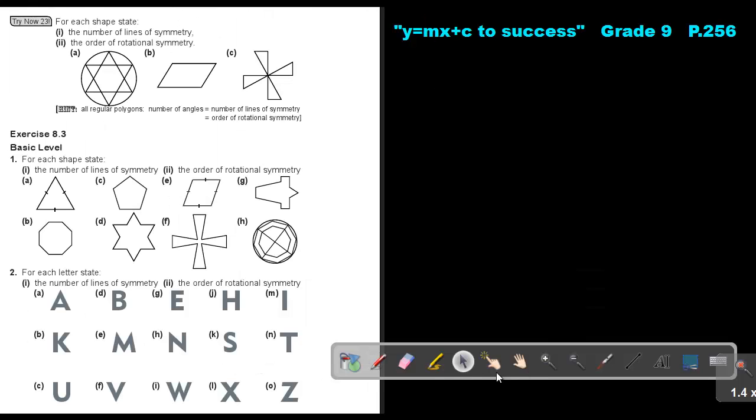Okay, I want you to stop the video and try now 23. I'm just going to do number B as well as number C. Now, I just want to read this to you. This is very important. For all regular polygons, a pentagon, hexagon, heptagon, the number of angles will be the number of lines of symmetry, and it will also be the order of rotational symmetry. What does it mean?